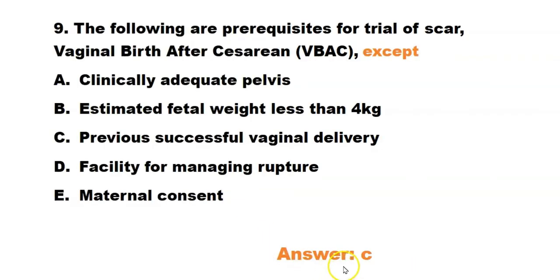The answer is C, because a previous successful vaginal delivery is favorable, but not a prerequisite for VBAC. The other conditions are necessary to ensure maternal and fetal safety.